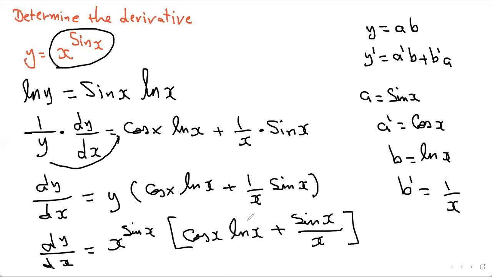And that's as simple as it is once you ln both sides. If you don't ln both sides, then this becomes very complicated.